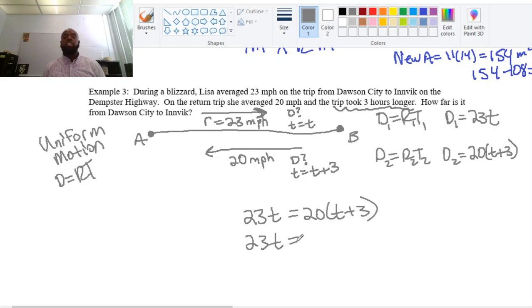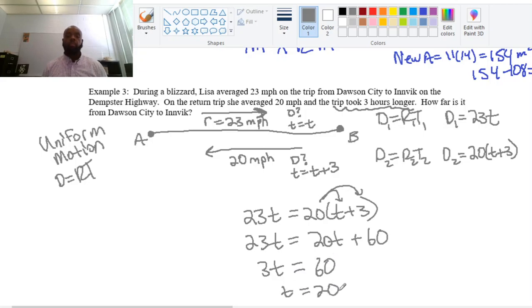And so if I solve this equation for T, this is a linear equation. We need to isolate T. That means get it on one side by itself. I subtract 20T from both sides, divide both sides by 3, and I get 20. My rate was in miles per hour, my time is in hours, so this is hours. And so that's T.